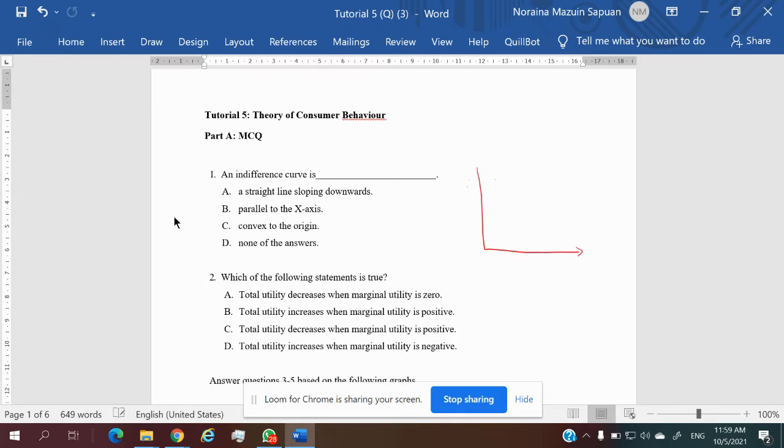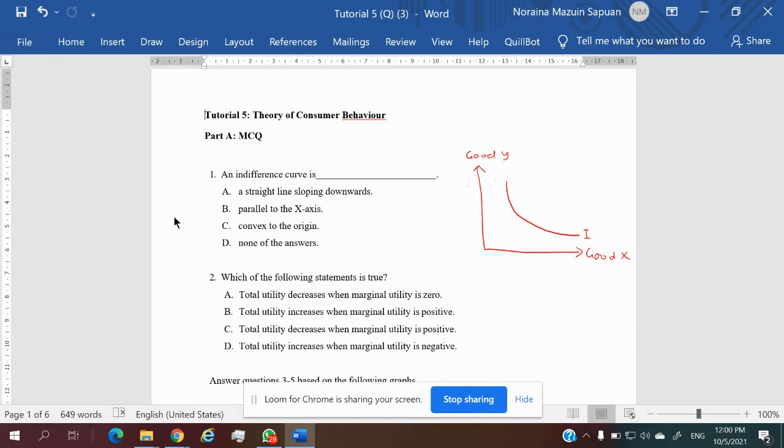Okay, so this is Y and X is X. For these two axes, they represent the types of goods or types of services that you want to purchase. So let's assume that we have goods X on axis X and goods Y on axis Y. The indifferent curve will be shown by this kind of curve.